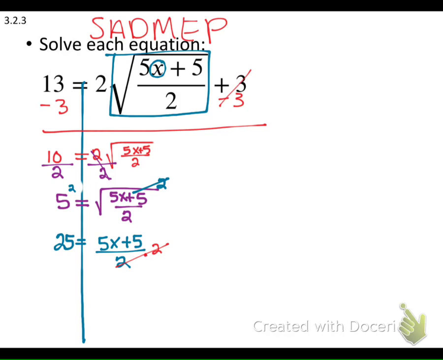It doesn't really matter where you write that times 2 out on the other side. Just make sure that you show it. Okay? And then your answer will be 50 equals 5x plus 5. That's 4. That's the 4 steps. What do I get rid of next?